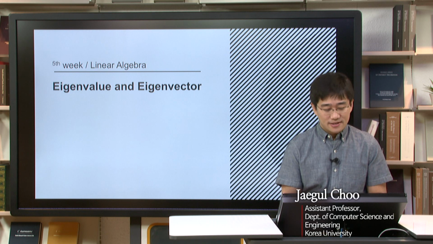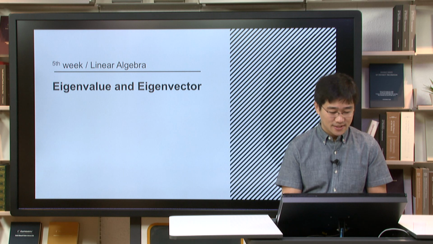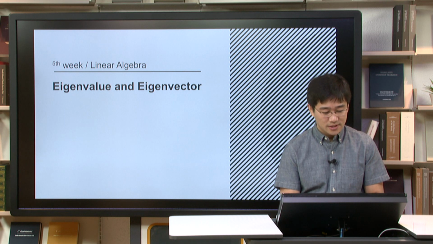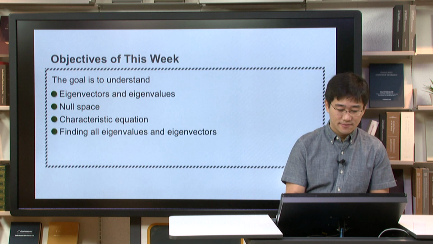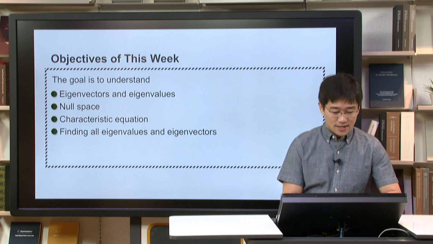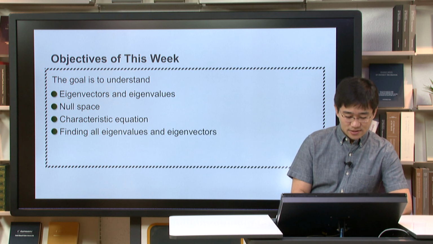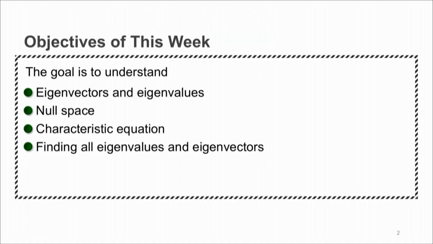This is the first lecture in fifth week, and we will continue studying linear algebra, and in particular we study eigenvalue and eigenvector. The goal of this lecture is to understand the eigenvector and eigenvalue concepts, and also the null space and characteristic equations to solve for these eigenvalues. And we will study how to find all these eigenvalues and eigenvectors from a given matrix.